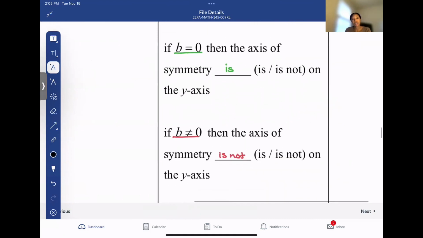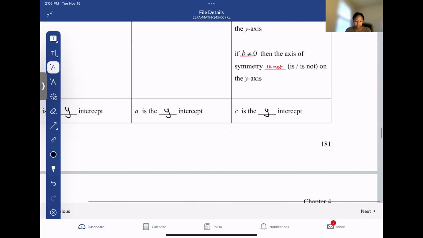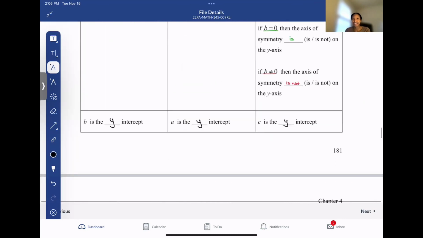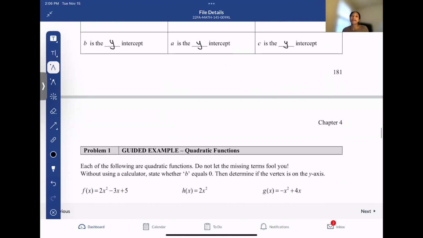If there is a b term, then that means that the parabola is not symmetric with respect to the y-axis. So the y-axis is not the axis of symmetry. If b does equal 0, so if there is no b term, then the y-axis is the axis of symmetry, and the vertex is on the y-axis in that case. And then last thing, the value of c tells us the y-intercept. All right. Now you may not believe this, but we actually haven't even started the problems yet.